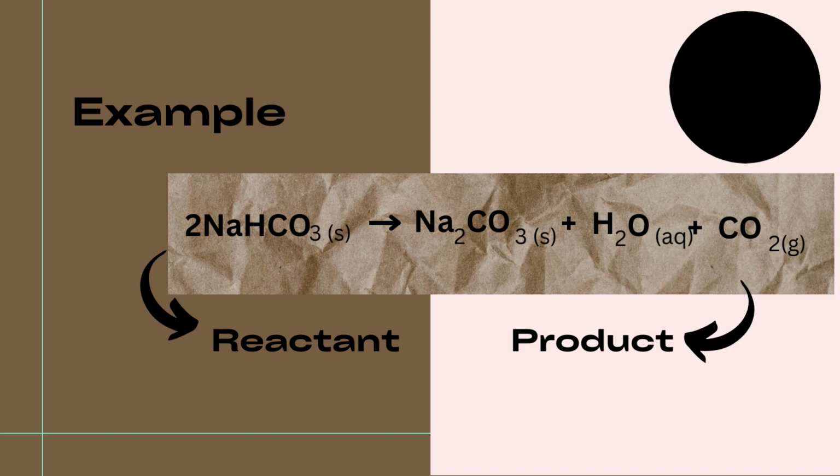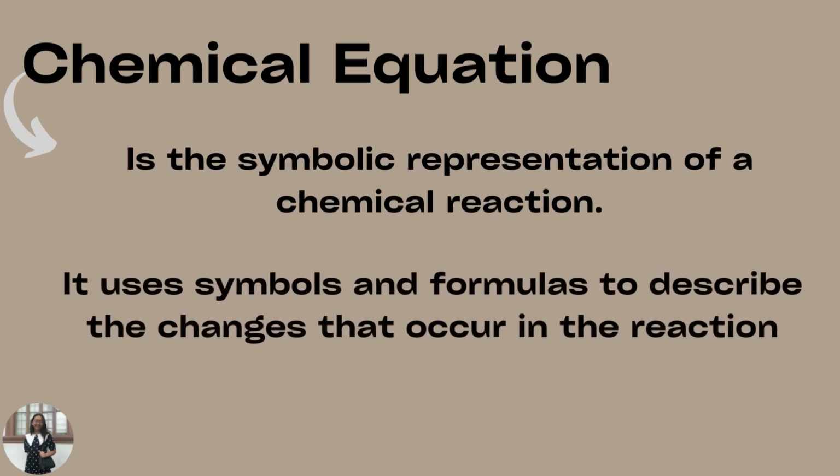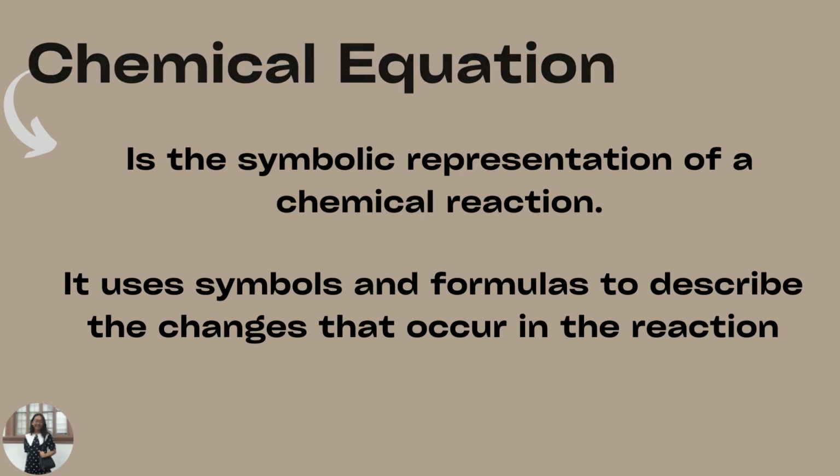Reactants are the substances that enter into a chemical reaction, while the products are the substances that form from this reaction. As you can see, the reactant is written on the left side, while the product is written on the right side. The symbolic representation of a chemical reaction is called a chemical equation. It uses symbols and formulas to describe the changes that occur in the reaction.